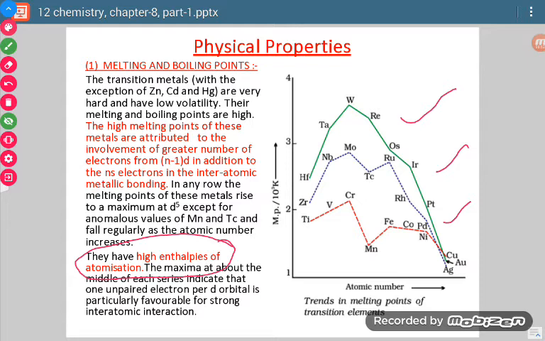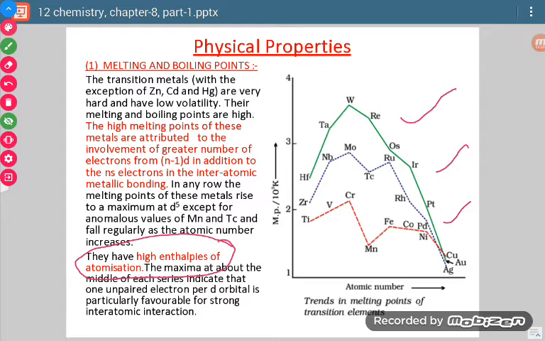What do we mean by enthalpies of atomization? Enthalpy of atomization means the amount of heat change during the conversion of a particular crystal lattice into its atomic form. That is called enthalpy of atomization. Enthalpy of atomization depends on the type of bond formed, how strong the bond is. On the basis of that, the enthalpy of atomization value will depend.